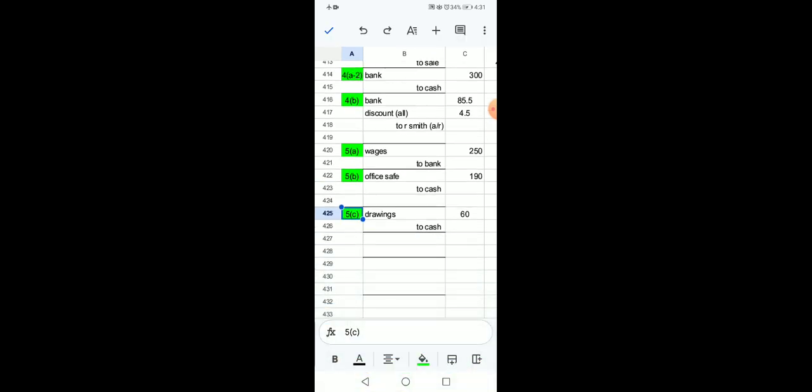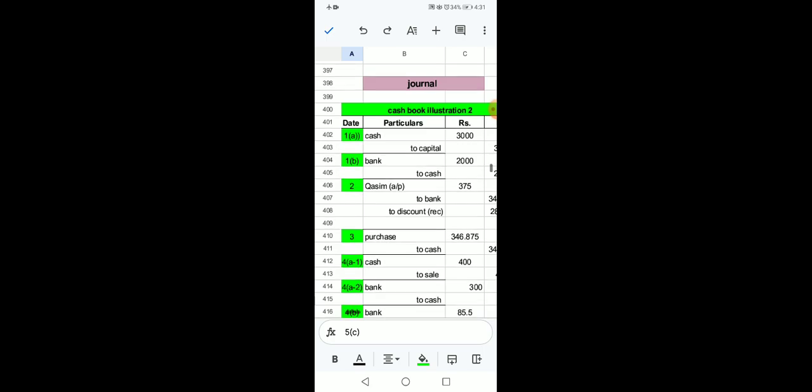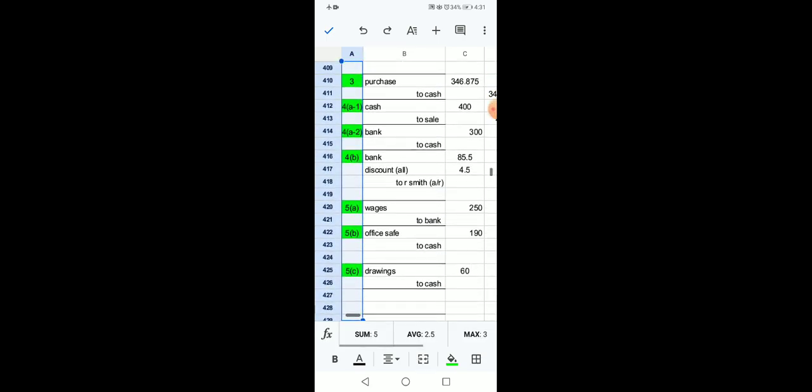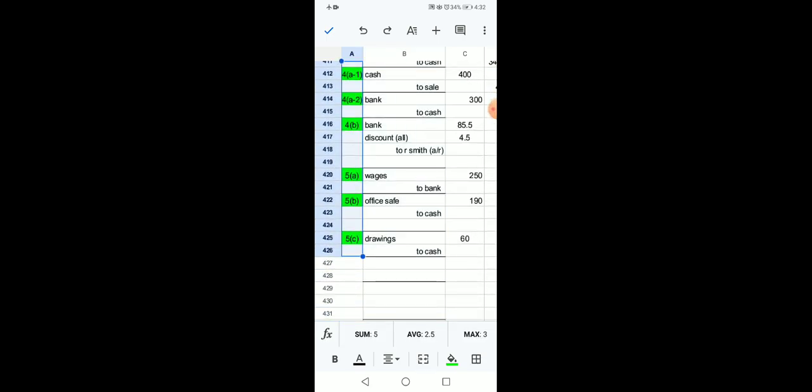So now you can see we were having so many journal entries, and all entries are marked green. It means all entries have been posted in the ledger.